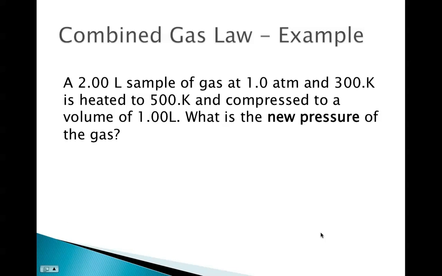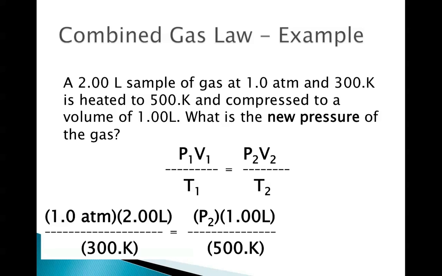All right, another example. Similar types of values that we're working with. There's no STP here, so all the values that we can visibly see in our word problem we're going to be using. Again, we're using the full combined gas law and plugging in our values. So I have a 1 atm pressure, a 2-liter sample that's at 300 Kelvin. I'm changing it to be at 500 Kelvin and 1 liter. So what is the new pressure?